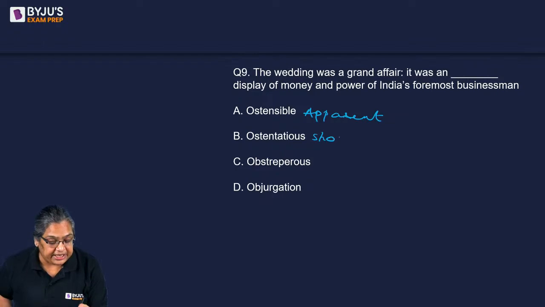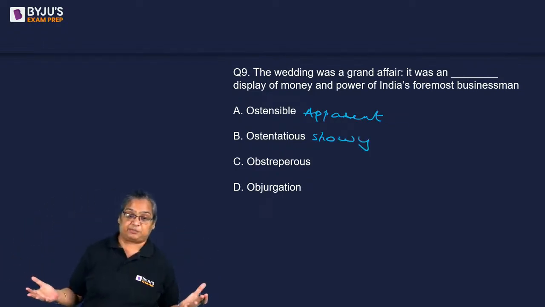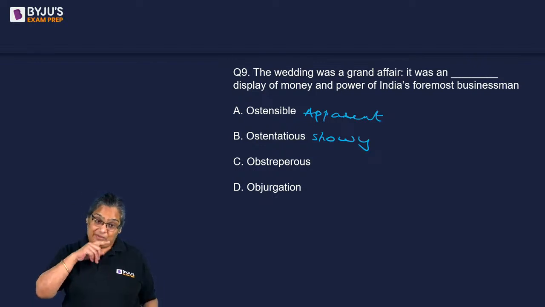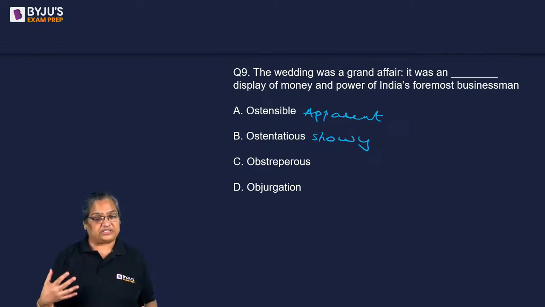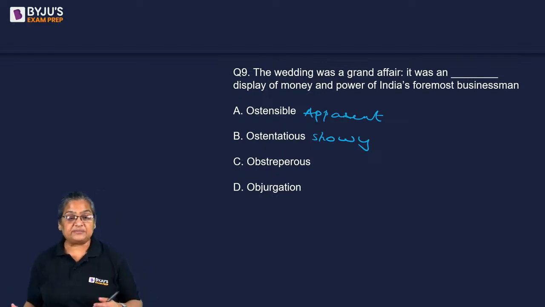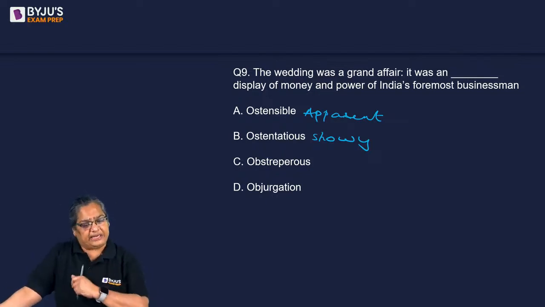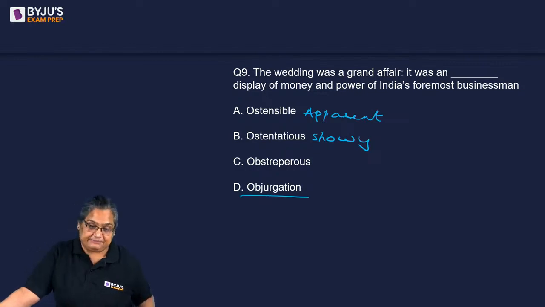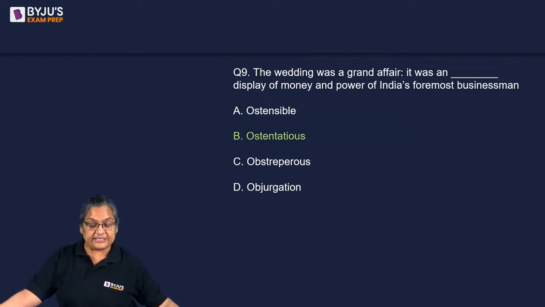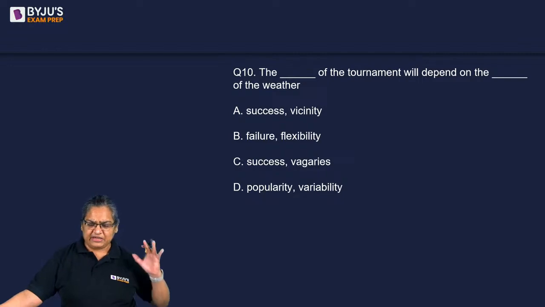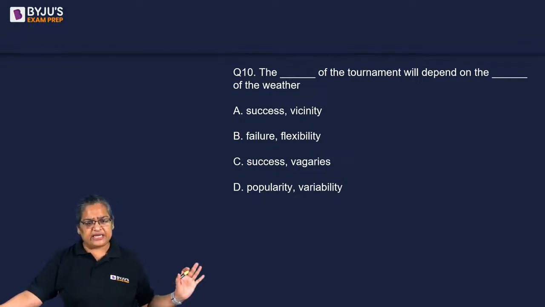Ostentatious means showy. So it was an ostentatious display of wealth. You can have wealth, you need not show off, but if you have wealth and you show it too, that's called an ostentatious display. Obstreperous means stubborn, unruly, disobedient. Objurgation means criticism. Alright, so the correct answer is B. Alright, 4 O words, remember them. Ostensible, ostentatious, obstreperous, and objurgation. Alright, we're having a cricket tournament. No rest days in the middle. Okay, so the dash of the tournament will depend on the dash of the weather.